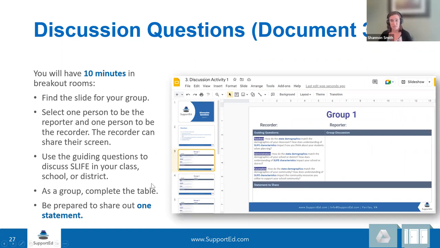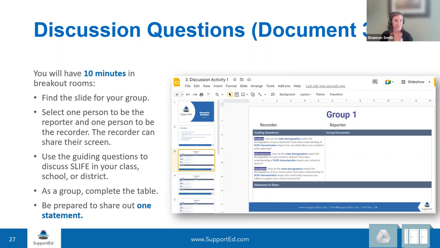You'll have 10 minutes in your breakout room to find the slide for your group, select a person to be a reporter and one to be a recorder. The recorder can share their screen so everybody can see what the discussion is, and your slides will look just like this, where you can write down your group discussion and create that one statement that you're going to share when you come back.